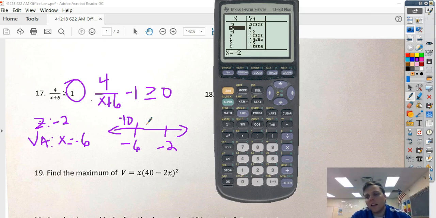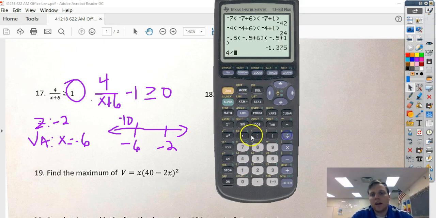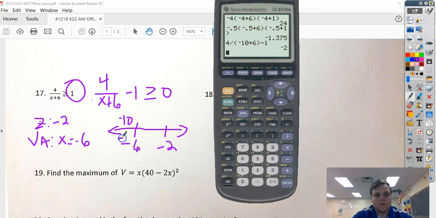Now, this one is a little bit more of a pain. So what I'm going to do is say 4 divided by negative 10 plus 6, because that negative 1 can change things. So negative 1, that gave me a negative, not a big deal. Pick a number between negative 6 and negative 2, such as negative 4. I'm going to plug that in. So let's change this negative 10 to a negative 4. Man, this is a long video. That's 1, so that's positive.